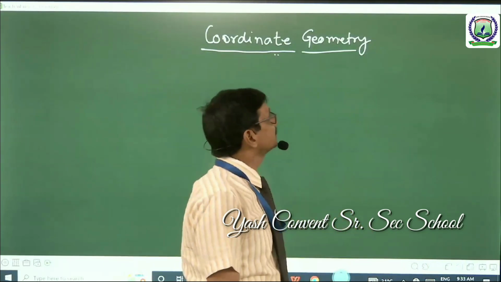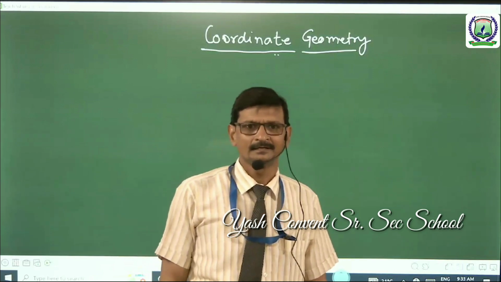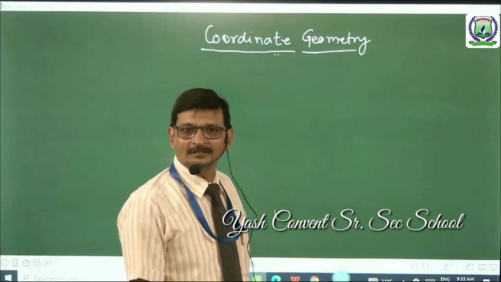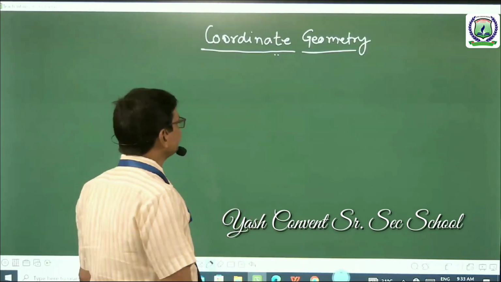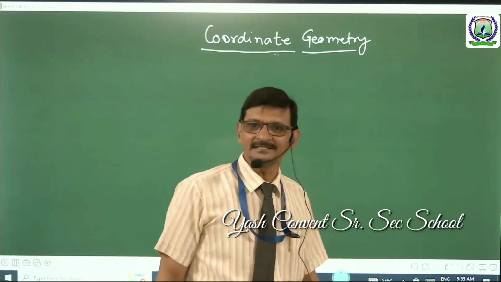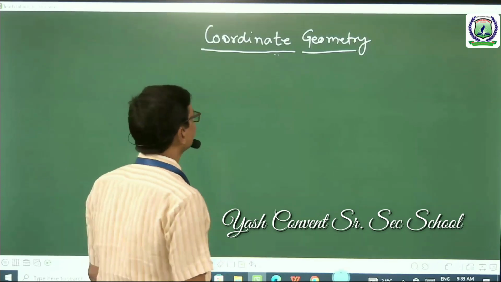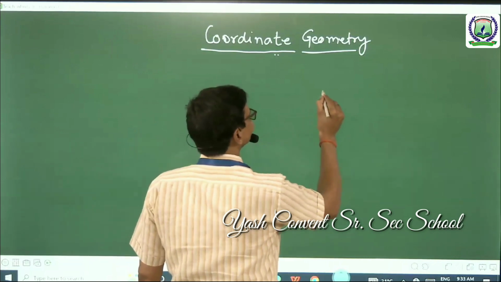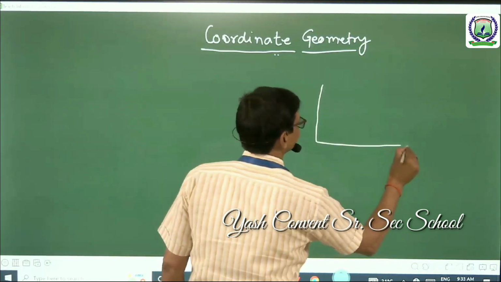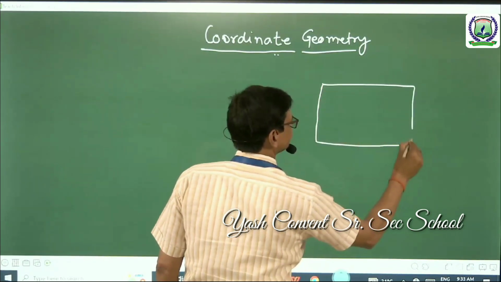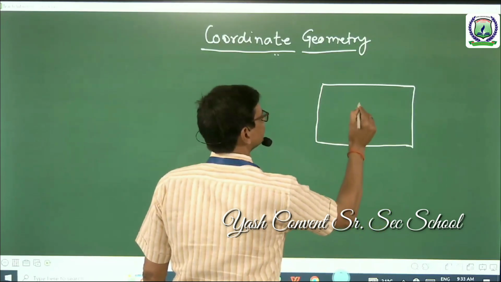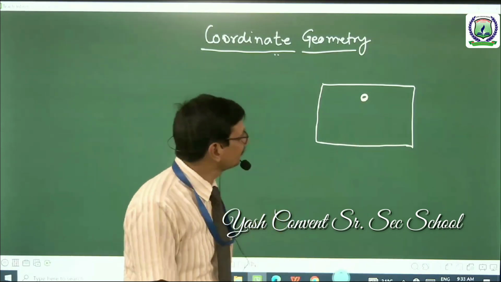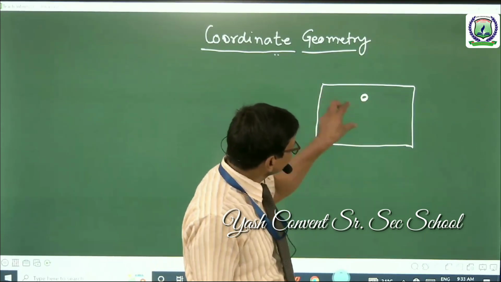Today we are going to discuss coordinate geometry. Suppose we have to find out the position of any student sitting in a class. Suppose this is the class and one student is sitting here. We have to find out the position of the student inside the class.